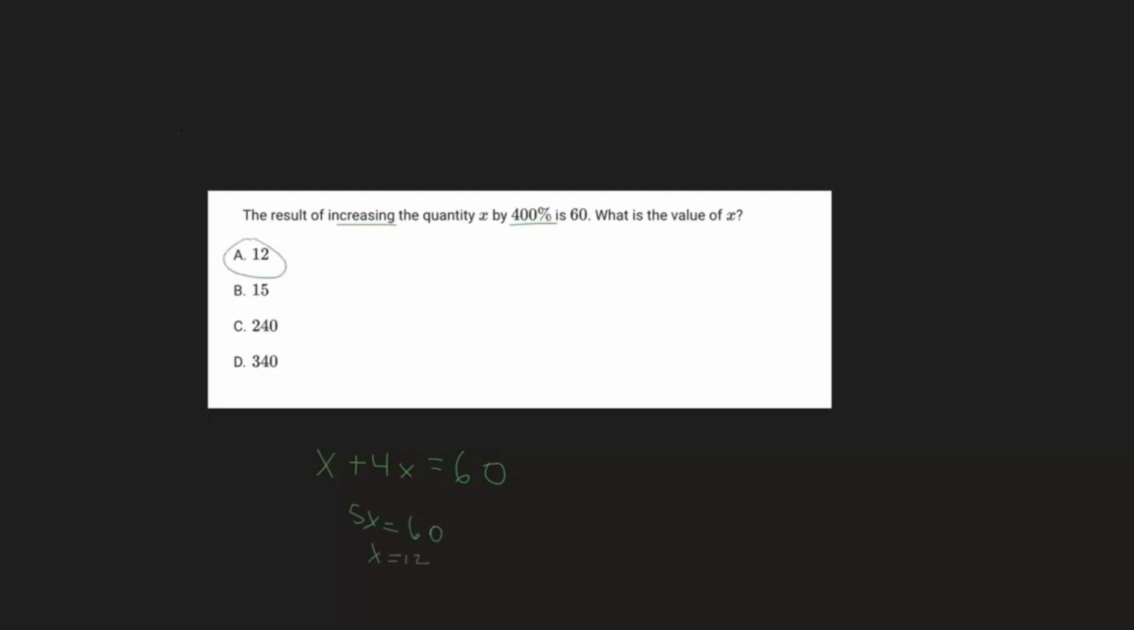Another way you could think about this is that if you increase the quantity by 100%, you're doubling it. If you increase it by 200%, you're tripling it. And therefore, by increasing the quantity by 400%, you're really just multiplying the original value by 5. And so 60 divided by 5 is 12. And yeah, that's an easy way to think about it.